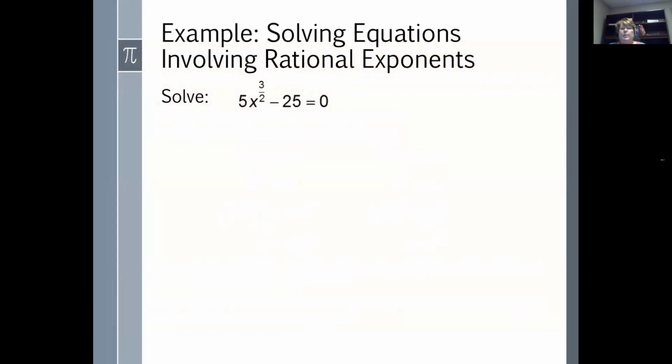Okay, so let's solve this equation that contains a rational exponent. Now I don't have to put the plus or minus here, and the reason is because the exponent is 3/2. The numerator is an odd number, so I don't need to worry about the plus or minus. To solve this type of equation, I need to isolate the x to the 3/2 all by itself. I have to get the expression with the rational exponent all by itself. So I'm going to move the minus 25 to the right-hand side of this equation by adding it to both sides.